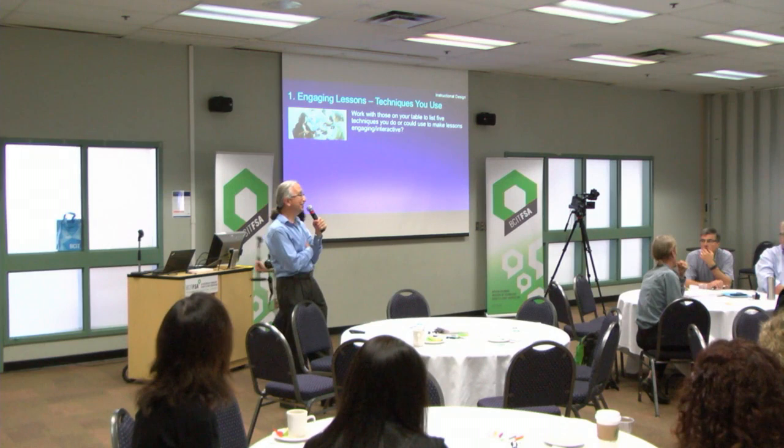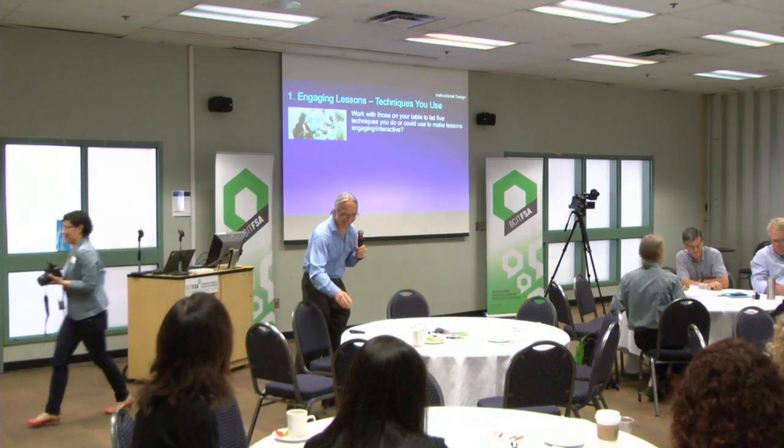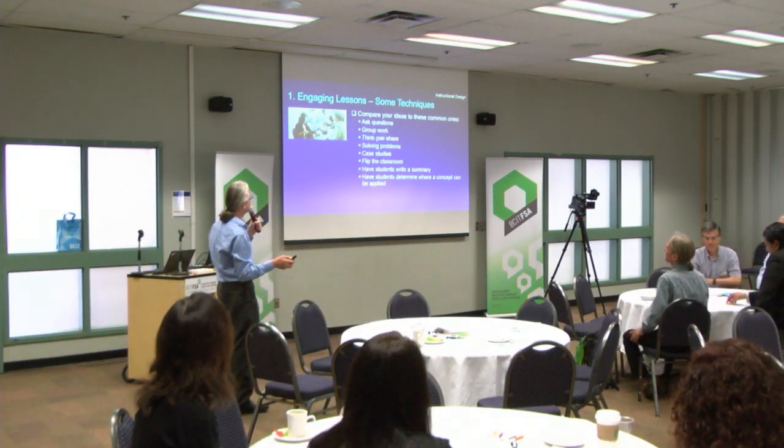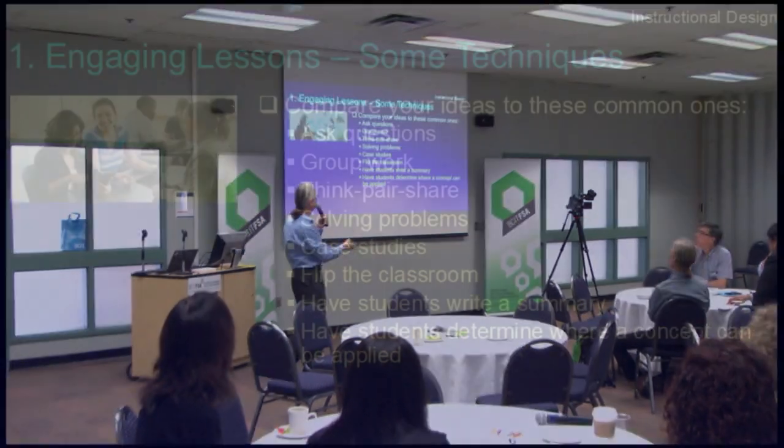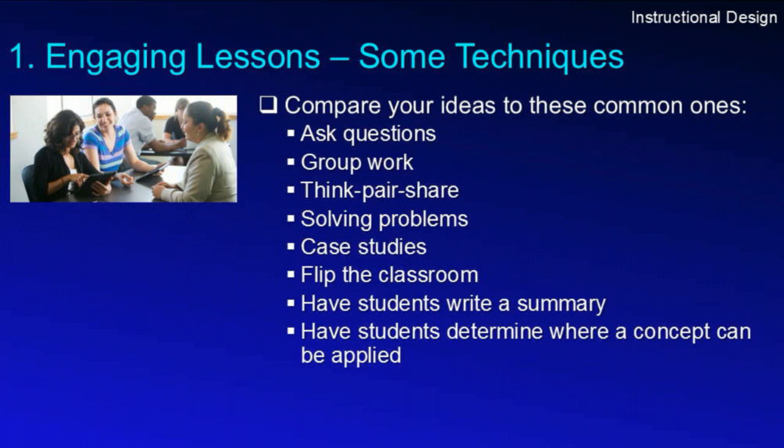Anybody notice the diversity in the answers? And from what your table came up with, just compare and contrast your ideas with this. This is obviously not a complete list. It's just 10, whatever number, 8 ideas. Some of those were there, but there's lots and lots of things that you can do.